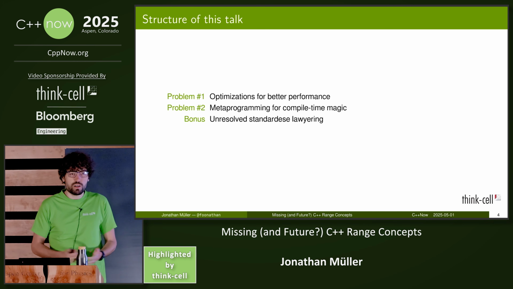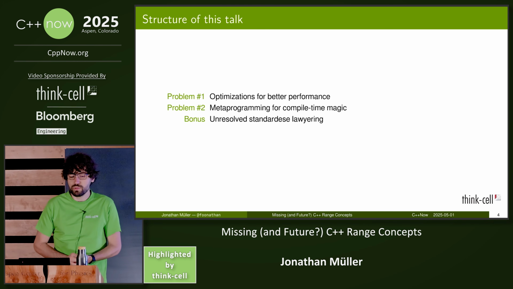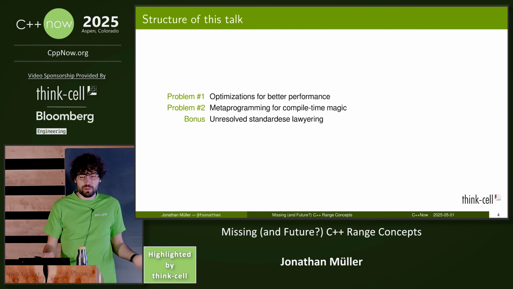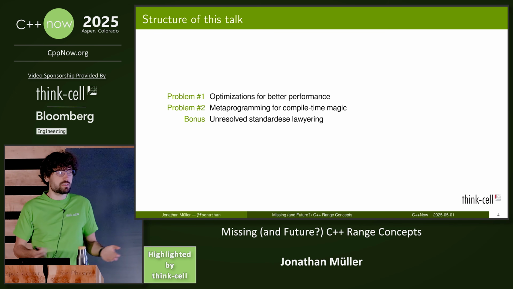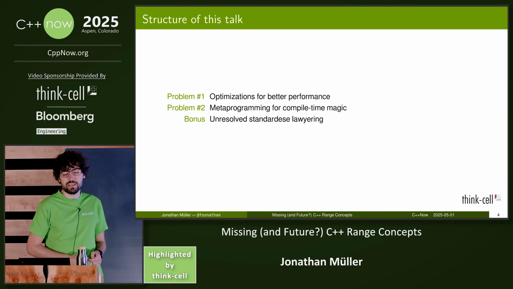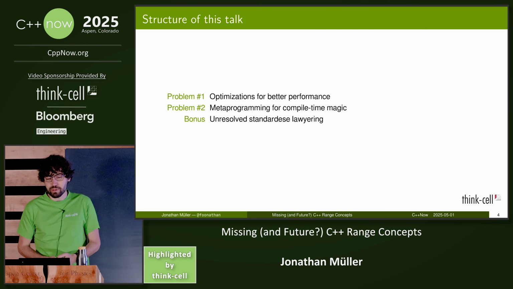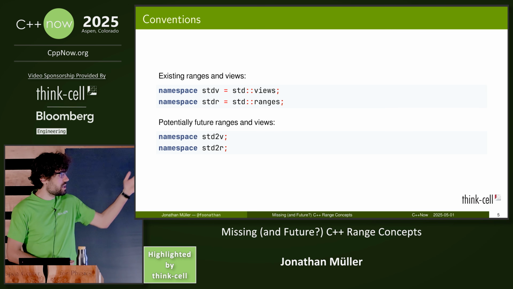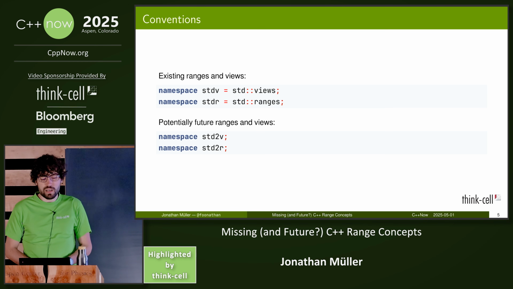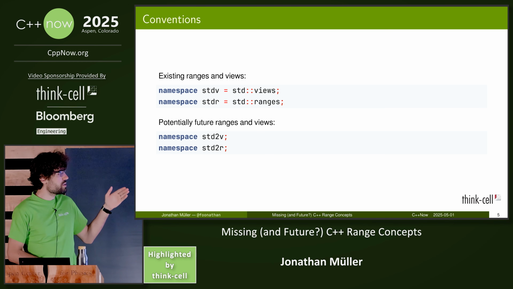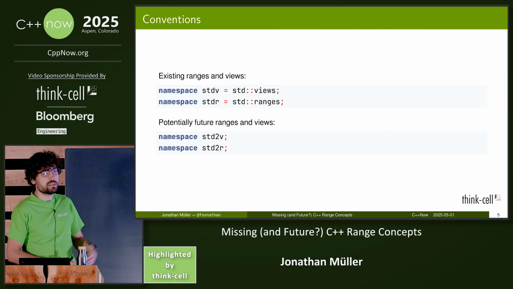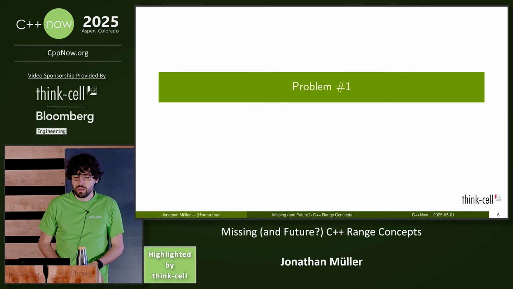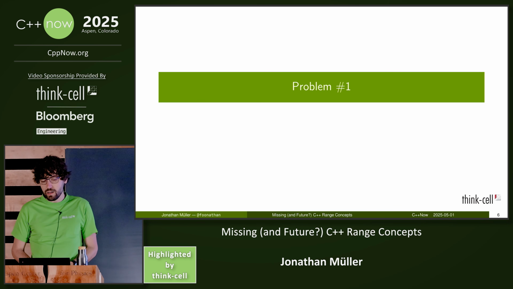The structure of this talk: I've brought 3 problems and a bonus. Problem 1 is about optimizations for better performance. Problem 2 is metaprogramming for some compiler magic, and the bonus is about some unresolved standard deslowering. So this should really be something for everybody. The conventions: I will be using stdv and stdr for the corresponding namespaces, and for potentially future ranges and views, I will use the std2v and std2r namespaces. So let's begin with the first problem.